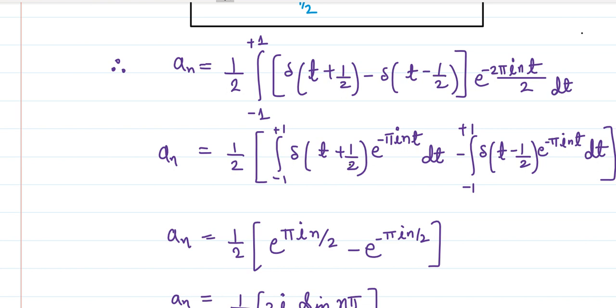Now we know whose formula this is: the formula of sin, sin theta. If you don't know, I'm going to write that here. What is the formula for sin theta? Sin theta is equal to e to the power iota theta minus e to the power minus iota theta upon 2 iota.